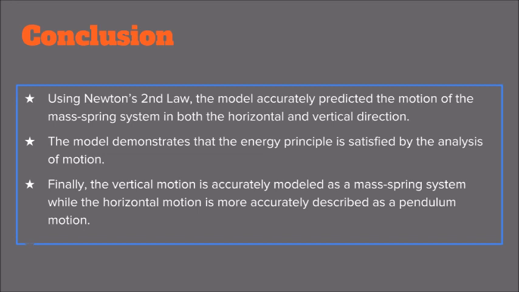In conclusion, using Newton's second law, the model accurately predicted the motion of the mass spring system in both the horizontal and vertical direction. The model demonstrates that the energy principle is satisfied by the analysis of motion. Finally, the vertical motion is accurately modeled as a mass spring system, while the horizontal motion is more accurately described by a pendulum motion.